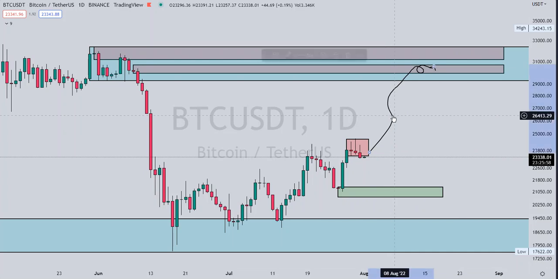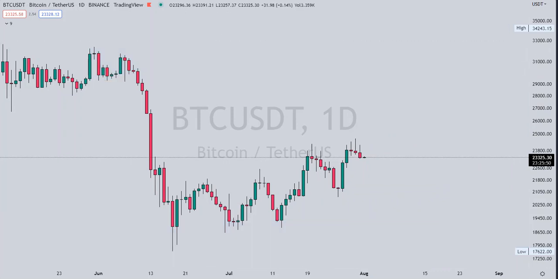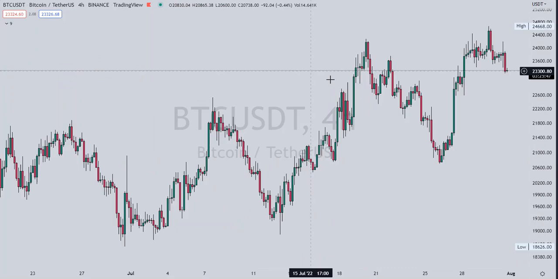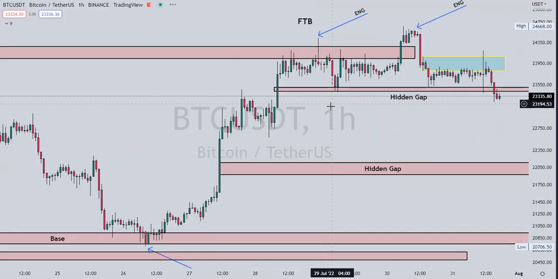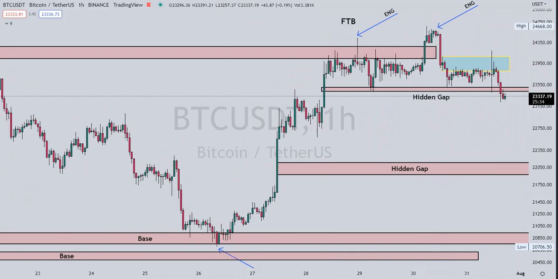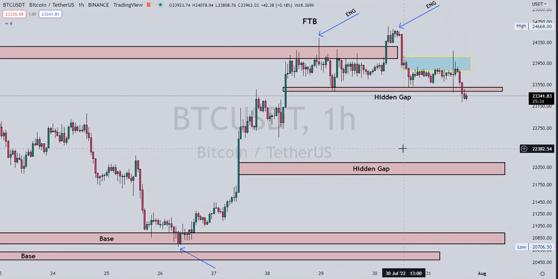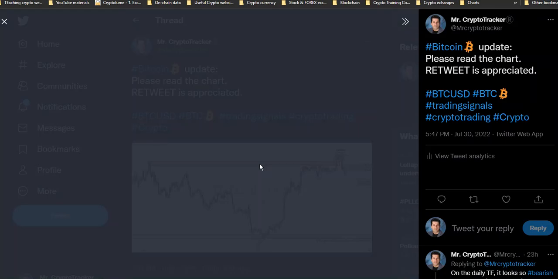Okay, let's go to lower time frames. Still, we can go to lower time frames for those of you who are interested in intraday trades, scalps. Let's go to the 1 hour chart. This is what I tweeted. Let's go to Twitter and see what I tweeted yesterday about this pattern here. Okay, here is my tweet. Let me open this photo here in the tweet.